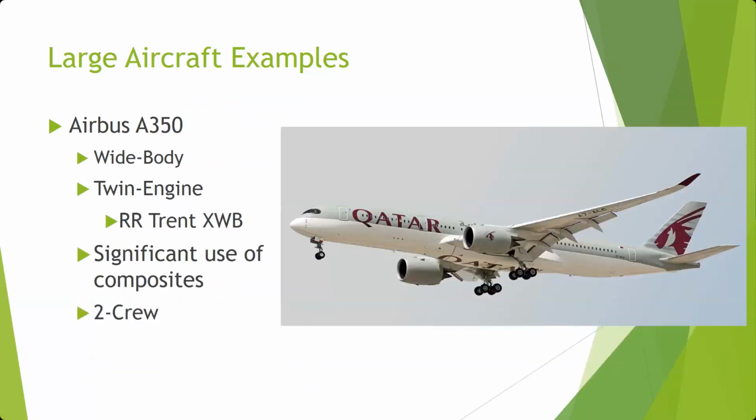Airbus's newest aircraft, the A350. It's a wide body twin engine. Yes, I did skip one in there. Wide body twin engine uses the Rolls-Royce Trent XWB. This is Airbus's direct competitor to the 787. It's a little bit bigger, but it's also a composite airliner, 2 crew. You saw this one earlier.